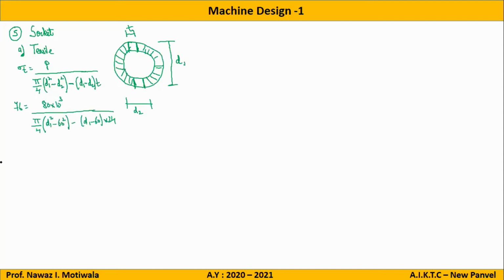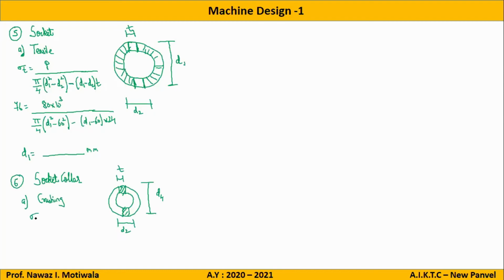And what is the unknown in this equation? Outside diameter of socket, that is d1. And what is the answer for that? Let us proceed further. The next part which we go to design is the socket collar. For the socket collar, the first type of failure which I will consider is the crushing failure.